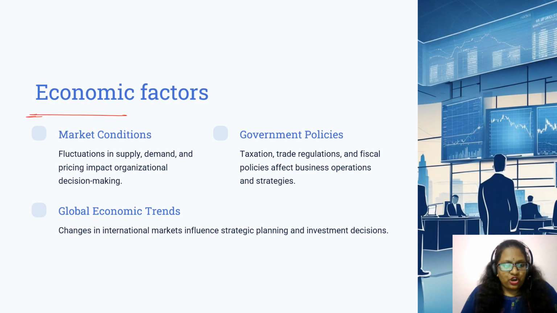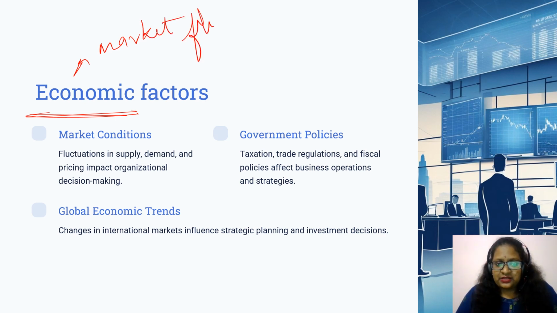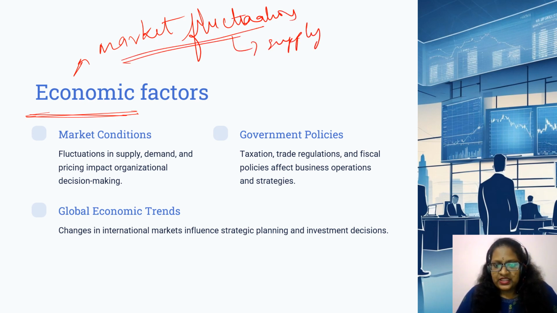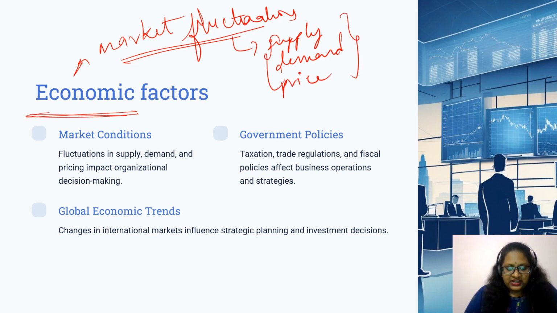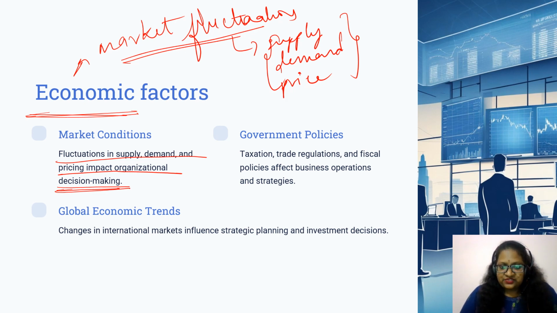First would be the economic factors. What are economic factors here? It is the market fluctuations. These are mainly the market fluctuations which we see. For example, these market fluctuations could be supply, demand, or they could also impact the price. All these things are the market conditions, fluctuations in supply, demand, and pricing that impact the organization's decision making. These factors could easily influence an organization's behavior.